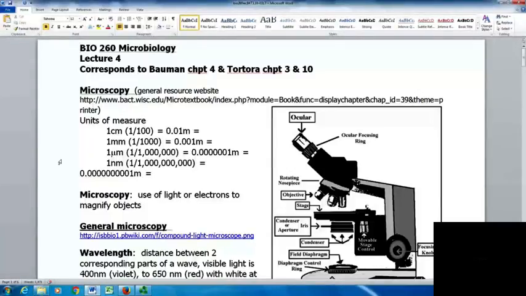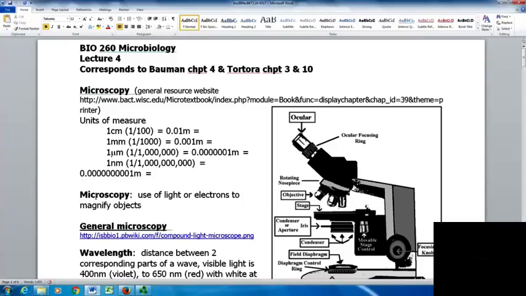With microscopy, you want to refresh yourself with the units of measure from the metric system. When we talk about 1 centimeter, it means 1/100th or 0.01 meter. 1 millimeter is 1/1000th or 0.001 meter. 1 micrometer is 1/1,000,000th, 0.000001 meter, and then we have the nanometer that is 1/1,000,000,000th.